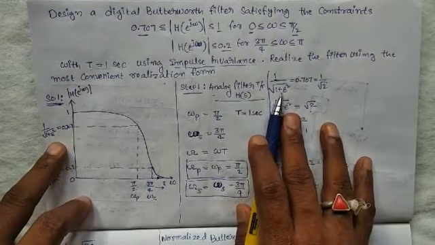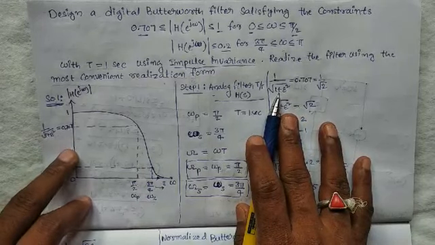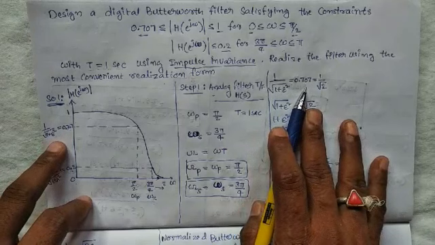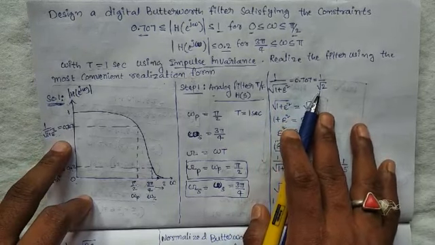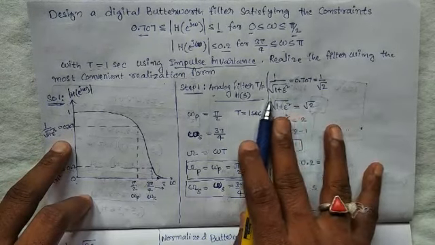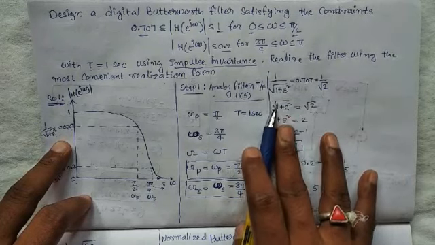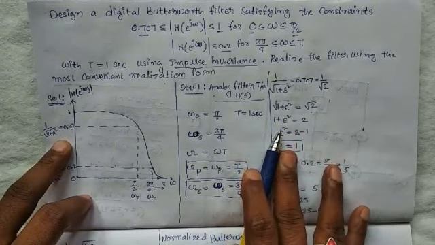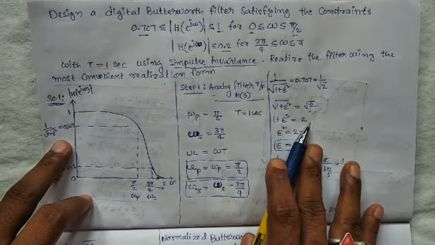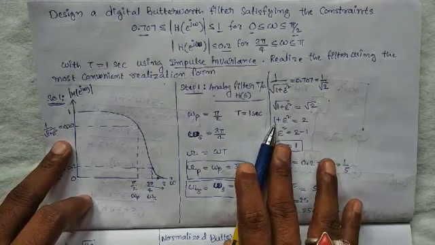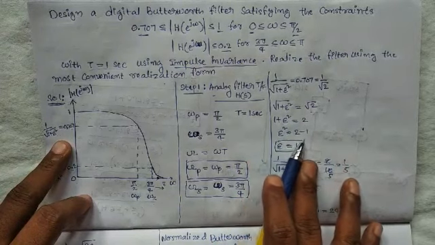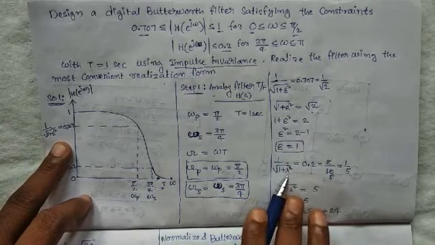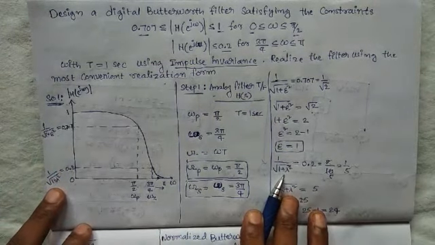From the figure we observe that 1 by square root of 1 plus ε² is equal to 0.707, which is 1 by root 2. So square root of 1 plus ε² is root 2. Squaring on both sides, 1 plus ε² is equal to 2. Taking the 1 to the other side, ε² is equal to 2 minus 1, so ε is equal to 1.